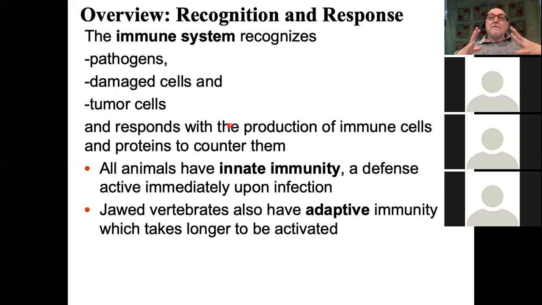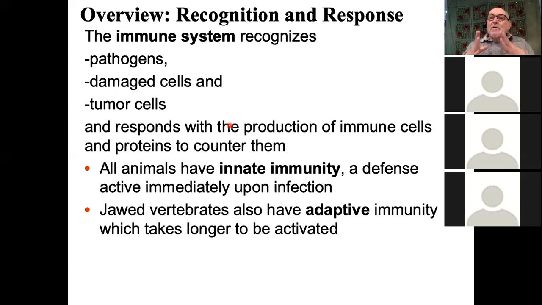But in all animals which possess a jaw, there are two arms to the immune system. The first is a system called the innate immune system. The innate immune system is present in all animals. It's not only in animals, it's present in plants as well. Plants also have an innate immune system. So do bacteria, by the way. They also have an innate immune system.